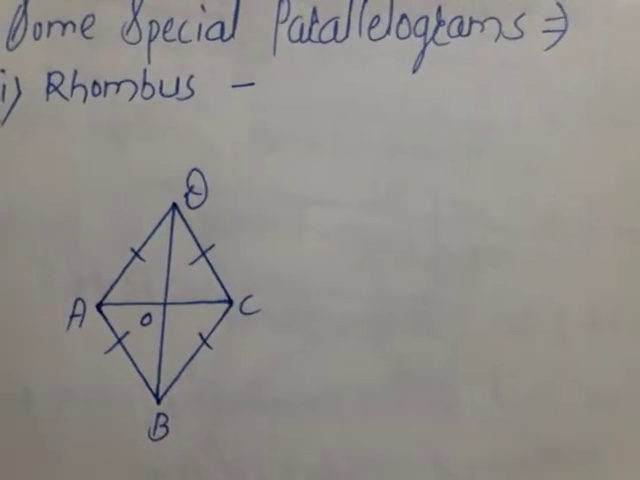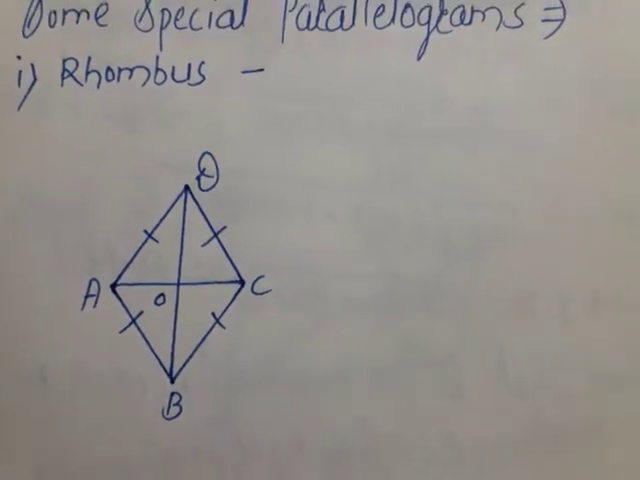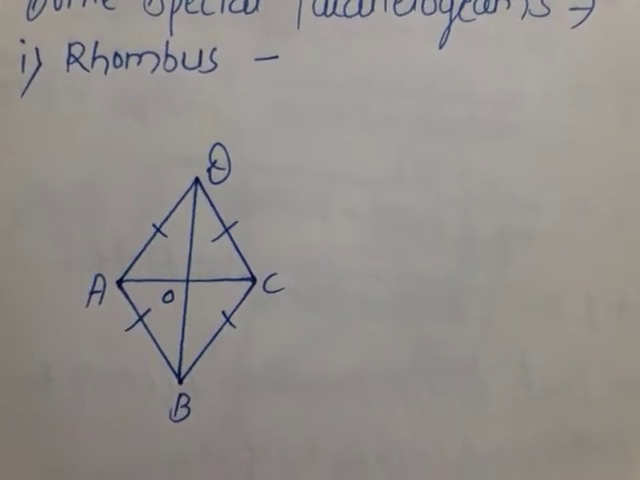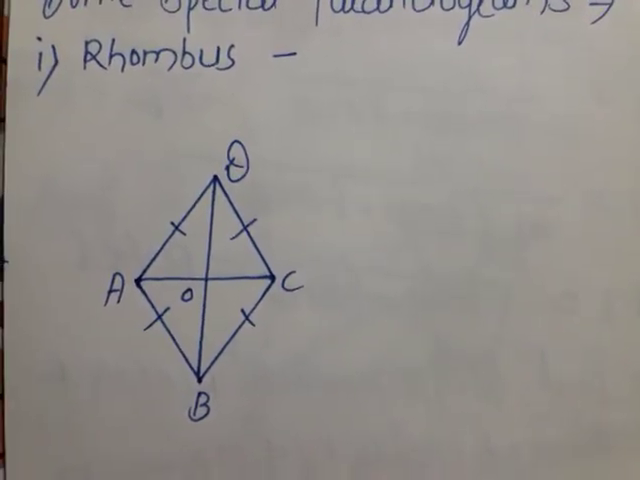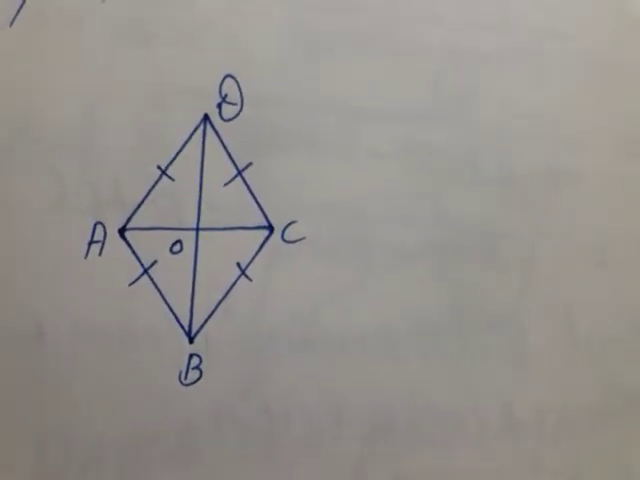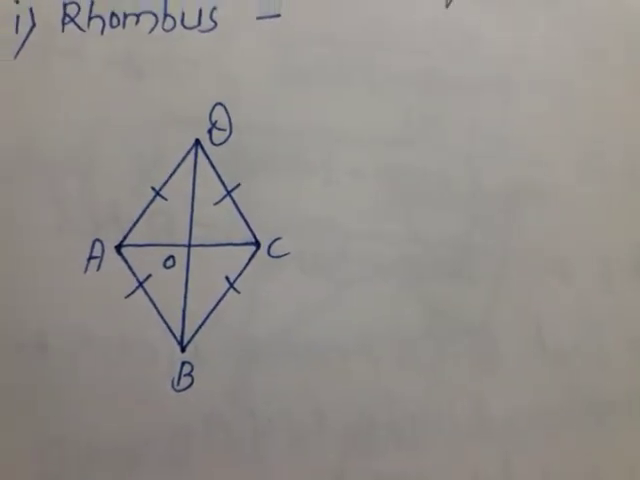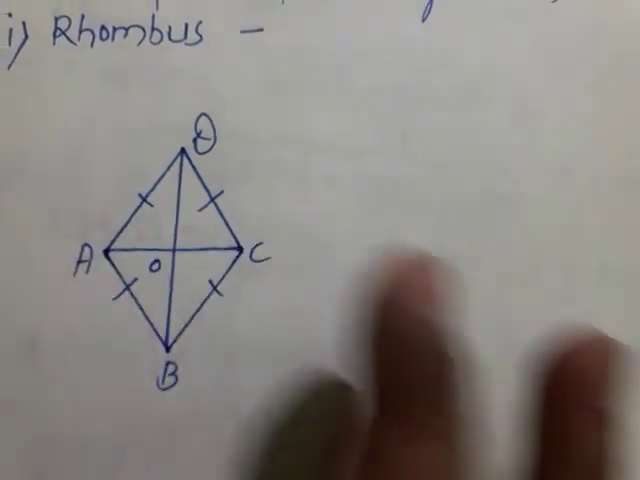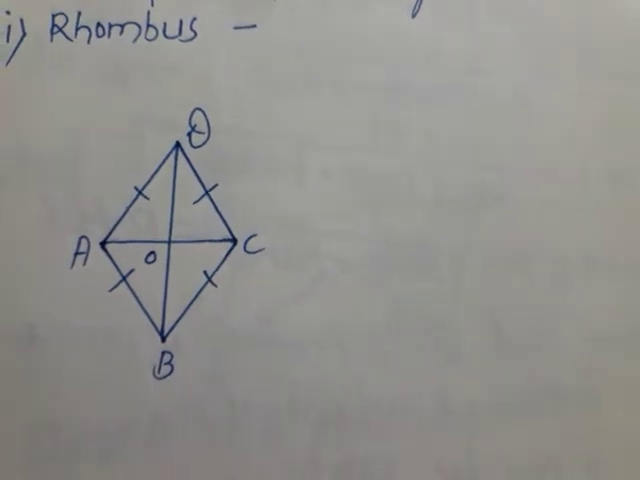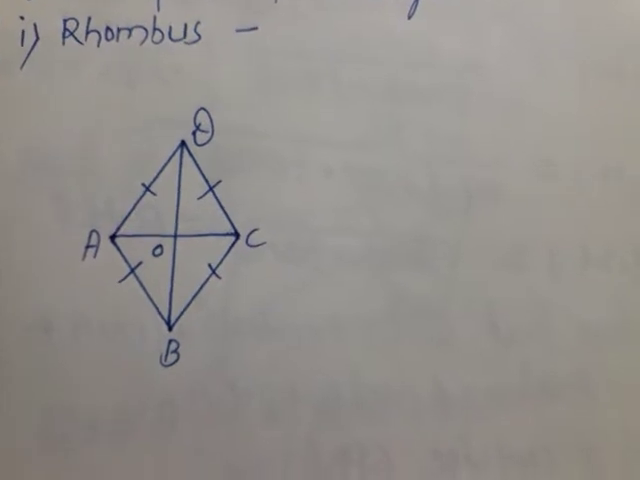Look here, the first parallelogram in front of you is one of the special quadrilaterals, known as the rhombus. If you see the figure of this rhombus carefully, you will come to know that it looks like a kite. In a kite, the lower sides are different from the upper sides, but those sides are equal to each other, and the upper sides are also equal to each other. That's why we can say it is one type of kite.